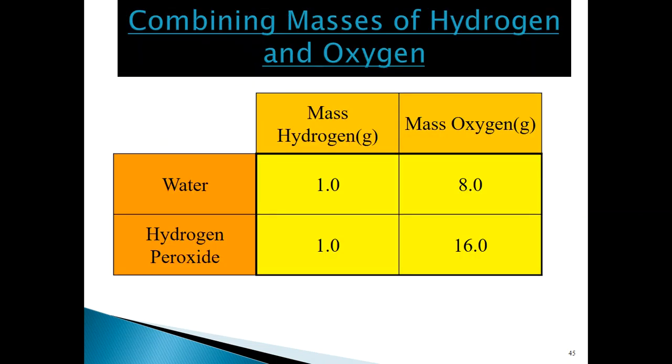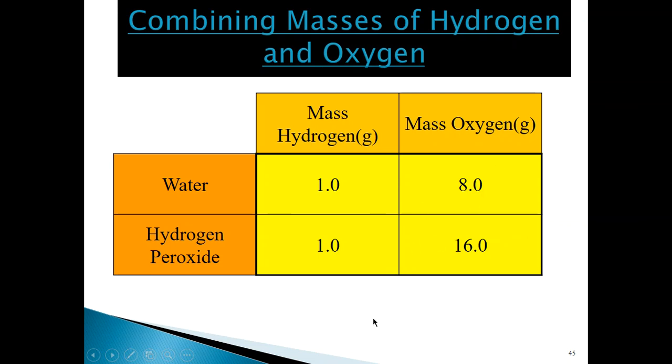To illustrate this law, let's look at comparing hydrogen peroxide to water. Let's say we weigh a certain amount of each of these compounds, such that the mass of hydrogen in each case is 1.0 grams. If you do that, then it turns out that the mass of oxygen in water would be 8.0 grams, and the mass of oxygen in hydrogen peroxide is going to be 16.0 grams.